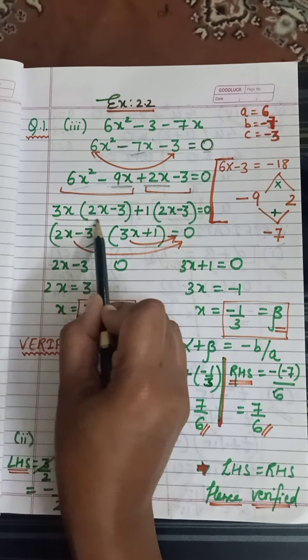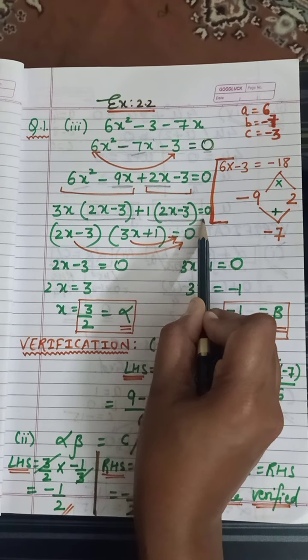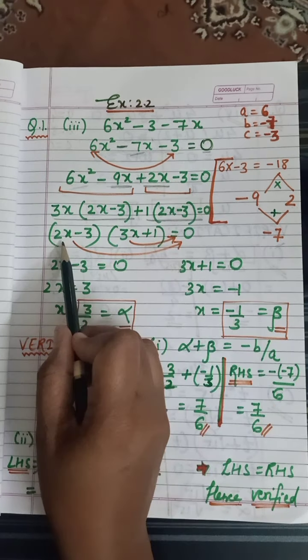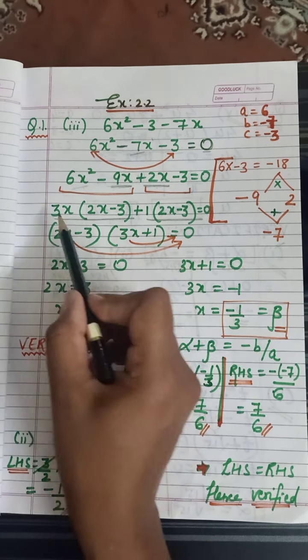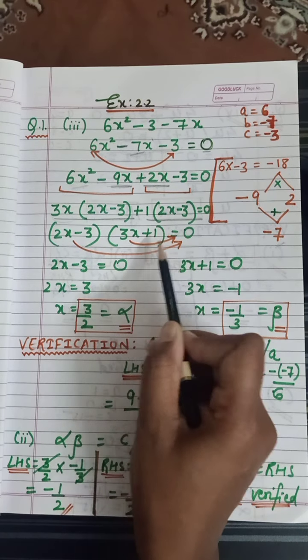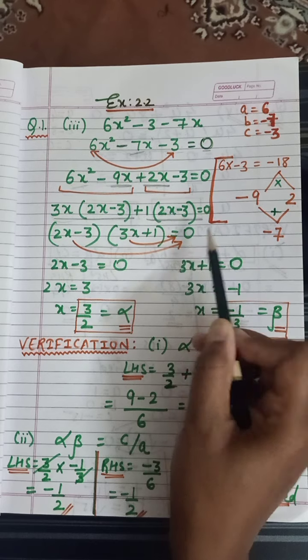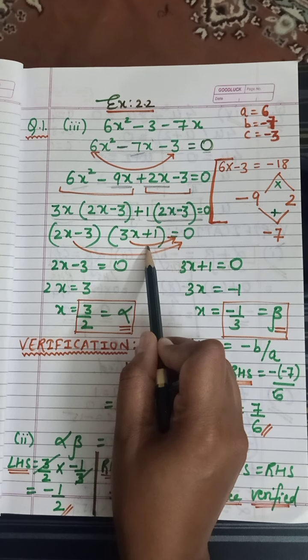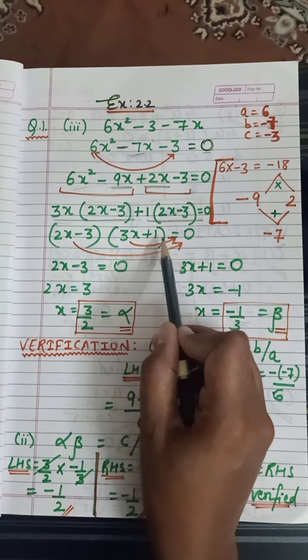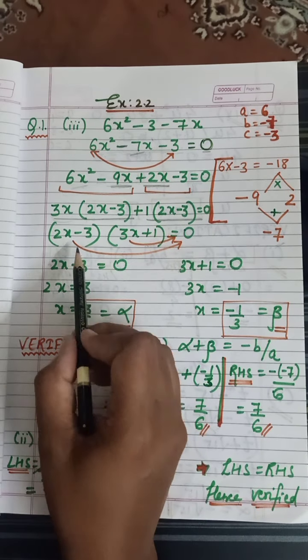And now we can see from the first term and second term that the bracket 2x minus 3 is common. So it will be taken out common, 2x minus 3. So what will be left in the bracket? 3x plus 1 equals to 0. So now I am having two brackets. Now maybe 2x minus 3 can be 0, or 3x plus 1 can be 0. So we will equate these.